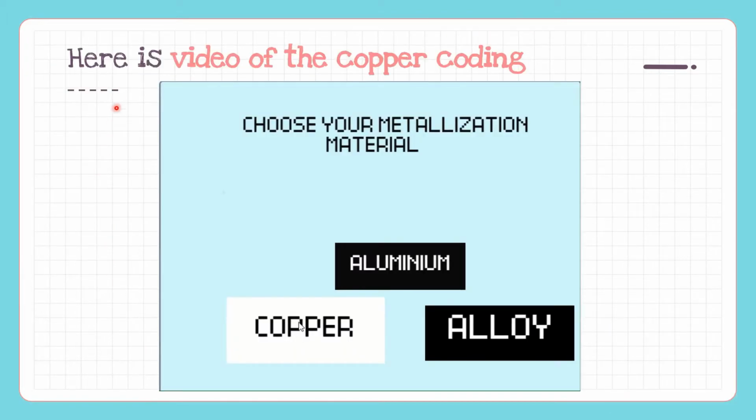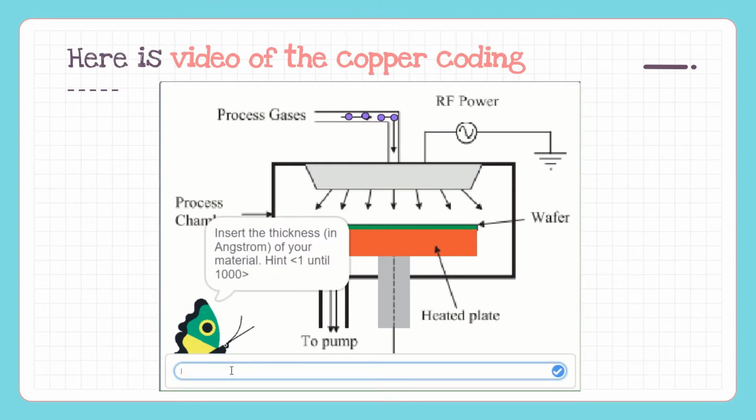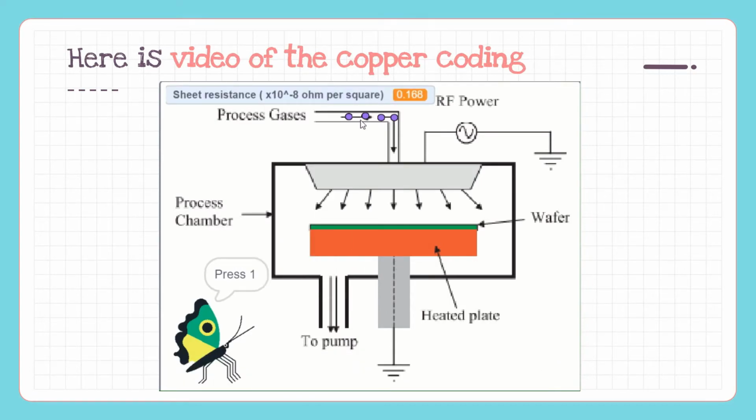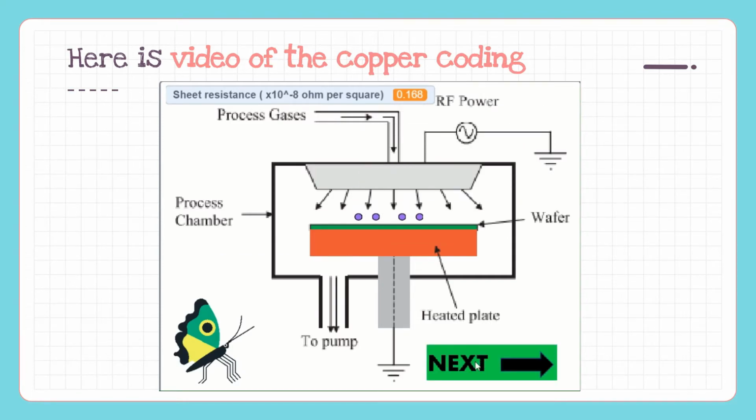Okay, if we click the copper sprite, this is the explanation of the CVD chamber. If we insert the thickness of 10 angstrom, the result of sheet resistance will be shown. And then we need to press 1, press 2, and press 3, and then click the next sprite to see the result.